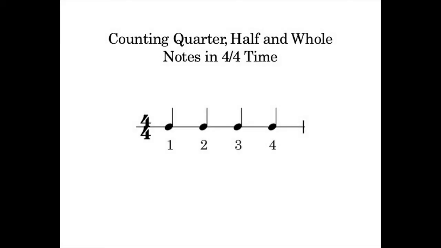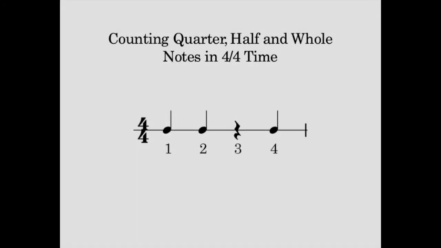When in 4/4 time, we start by counting 1, 2, 3, 4. One number for each quarter note beat. For a rest, we count the number but don't play. 1, 2, 3, 4.